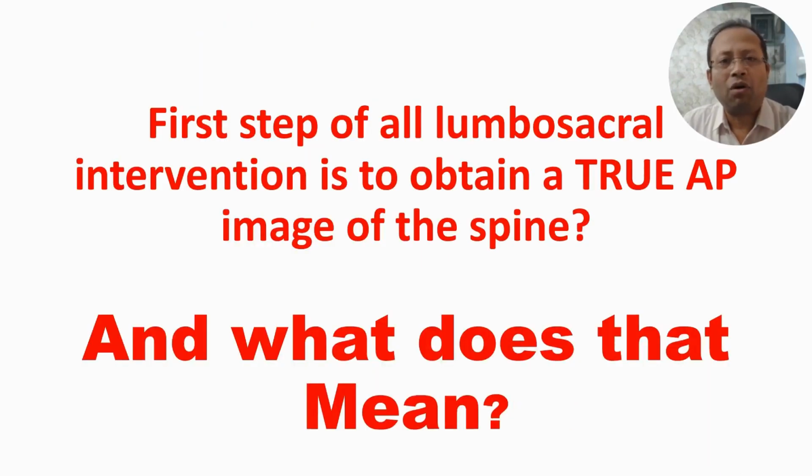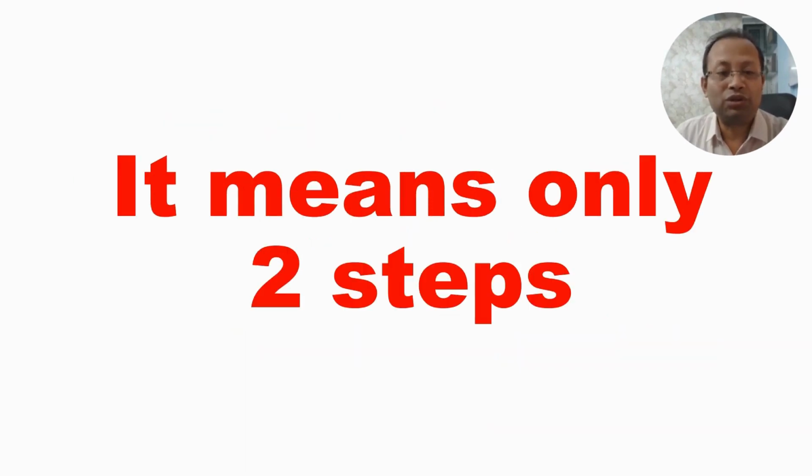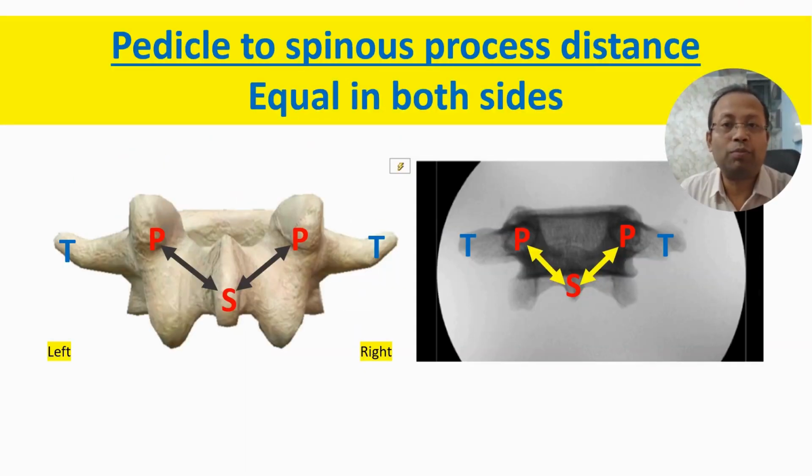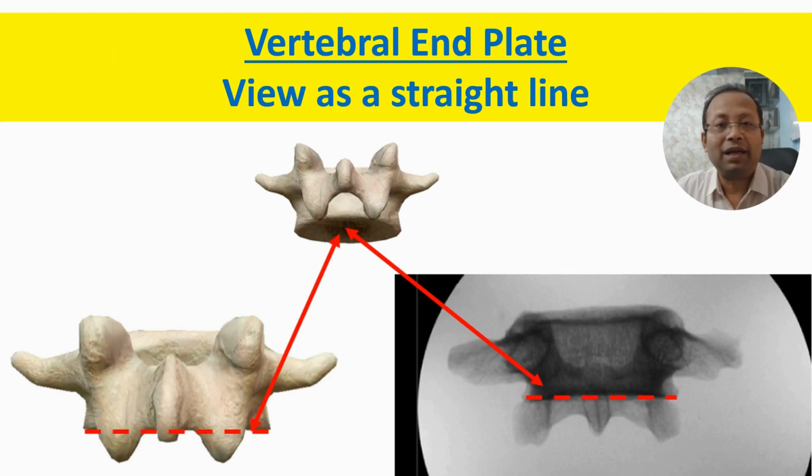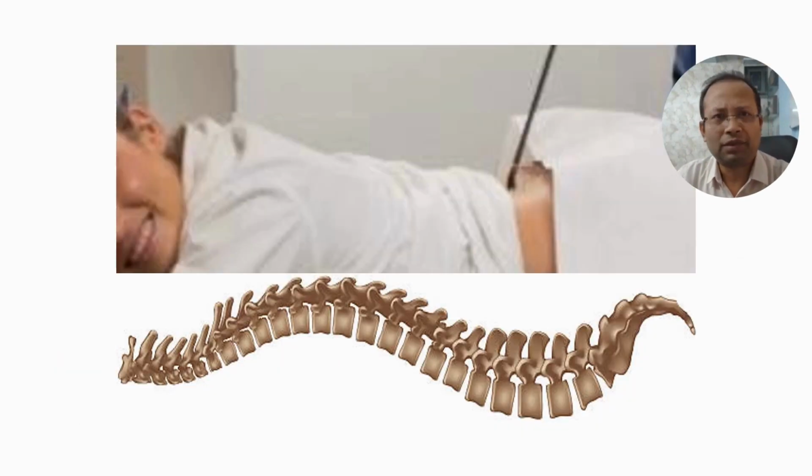First step of all lumbosacral intervention is to obtain a true AP view image of the spine. And what does that mean? It means only two steps. Pedicle to spinous process distance equal on both sides, I mean right and left. And the vertebral end plate you will view as a straight line.